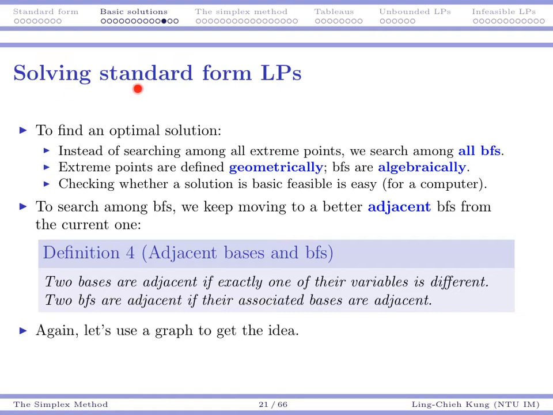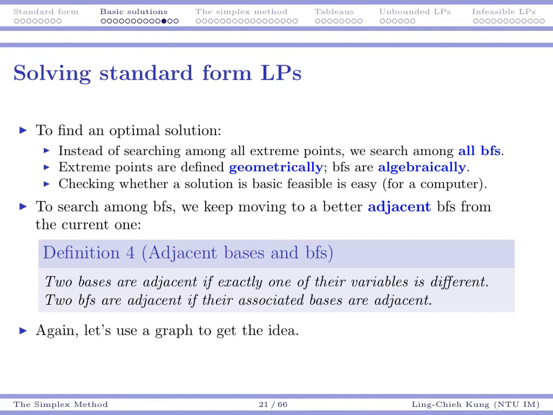Now if we want to find an optimal solution of a standard form linear program, instead of just looking at extreme points, we will look at basic feasible solutions, because they are defined with equations and variables. Given a solution, we know whether it is basic or not, and checking it is very easy. If you want to check whether a point is an extreme point, it can be very hard. But for basic solutions and basic feasible solutions, it's so easy.